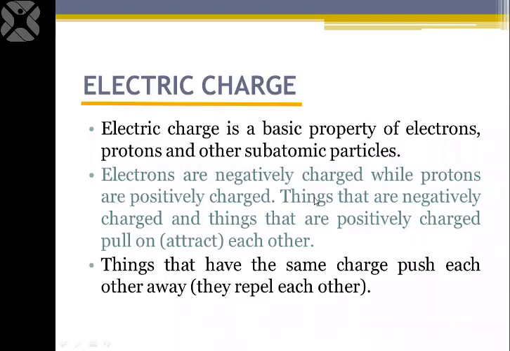Now, electric charge is the basic property of electrons, protons and neutrons. It states that all the subatomic particles of an atom have some kind of charge. So things with opposite charge pull on each other while things with the same charge push on each other. But we will study this in detail in our coming slides.